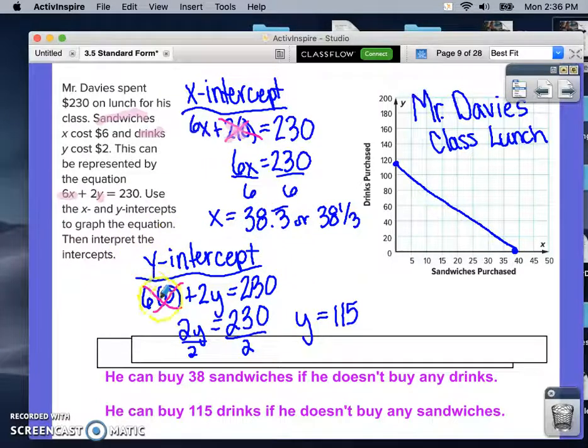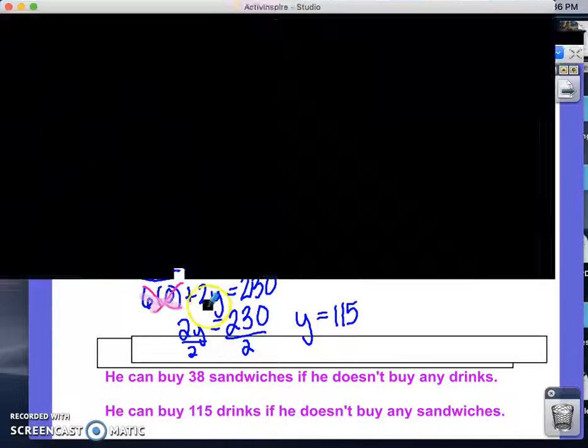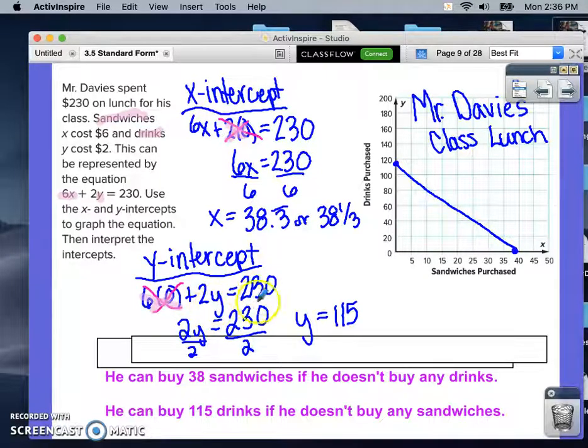The y-intercept, I replace x with 0. That goes away. I have 2y = 230. Divide by 2, y is equal to 115. So I come over here, sandwiches purchased. Remember, sandwich was the x. So 38.3 sandwiches could be purchased. That's your x-intercept down here.